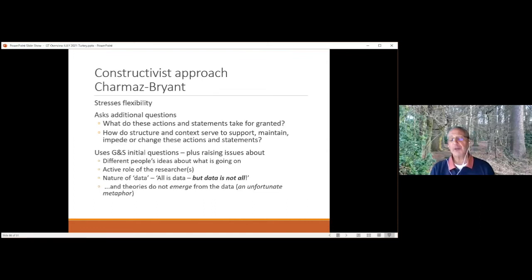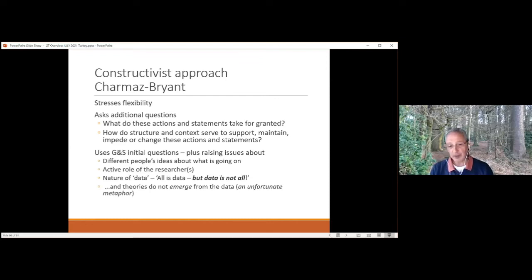But what we do say is that Glaser's idea of all is data is fine. Glaser and some of his people who come with him say, but data is everything. And we say, no, it's not. There's a lot more going on.